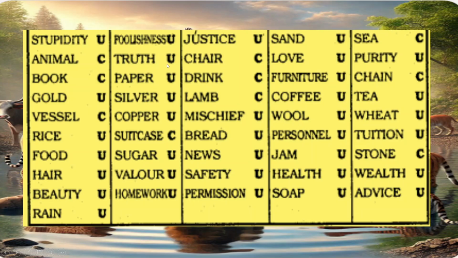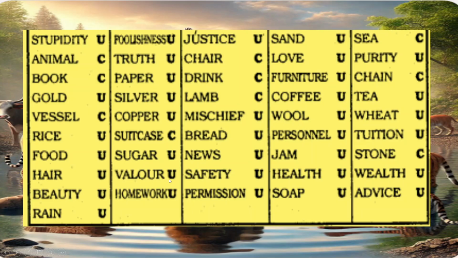Truth is uncountable. Paper, see, when it is manufactured, it is like a bed sheet. The full paper sheet is manufactured and cut into a number of small pieces. That's why the whole paper is considered uncountable. Silver is uncountable. Copper is uncountable. All these, iron, copper, gold, are uncountable. Suitcase is manufactured by human beings, so they manufacture and count. It is countable. Sugar is uncountable because in kilos you can count, in number you cannot. That's why it is considered uncountable.